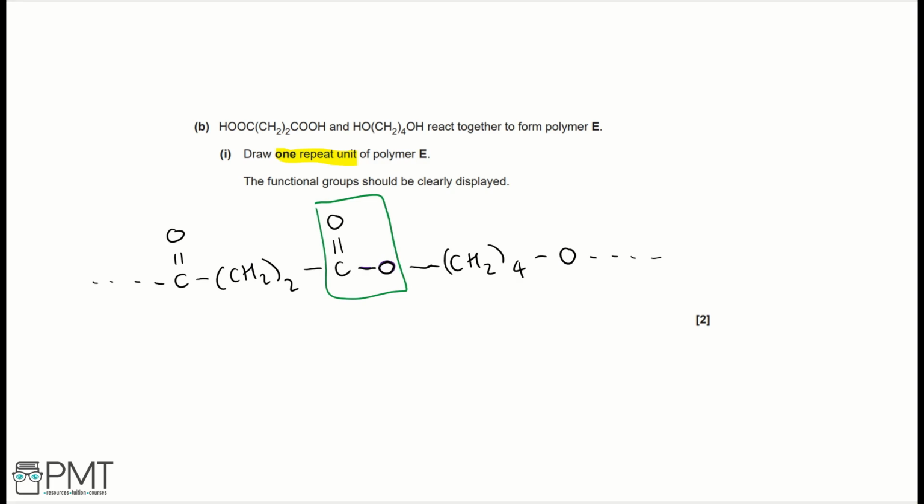To get the 2 marks for this question, you get a mark for the ester link, and then you get a mark for the rest of the structure being correct.